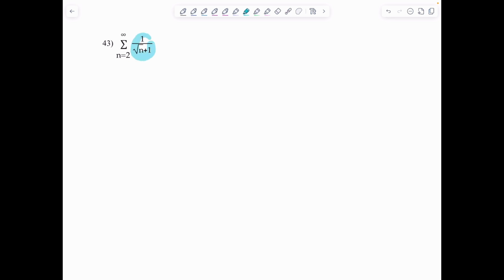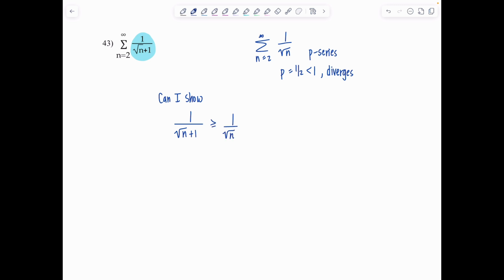If you're going to compare it to somebody, yeah, it's still reminding me of that same p-series, n equals 2 to infinity, 1 over square root of n. This guy is a p-series, p is 2, no, 1/2, which is less than 1, so it diverges. Now, in order for me to use direct comparison, I need to show, can I show that 1 over square root of n plus 1 is greater than or equal to 1 over square root of n? Because this series diverges, I need to show that my terms are greater than or equal to the terms of this divergent series. Can I show that?